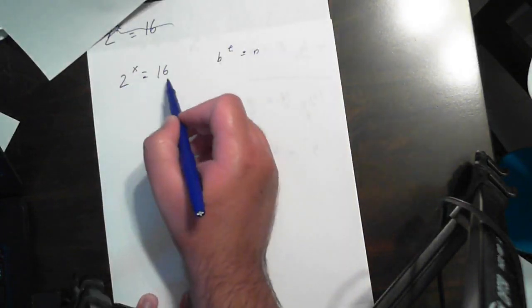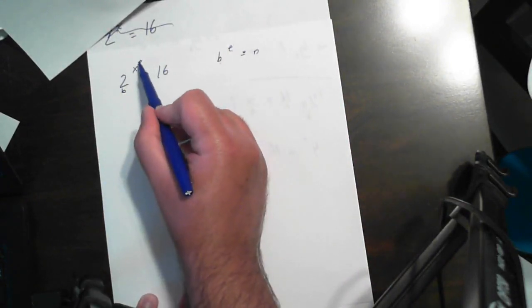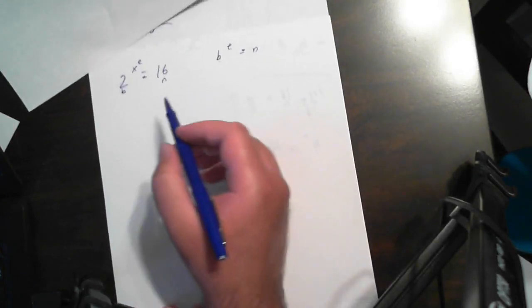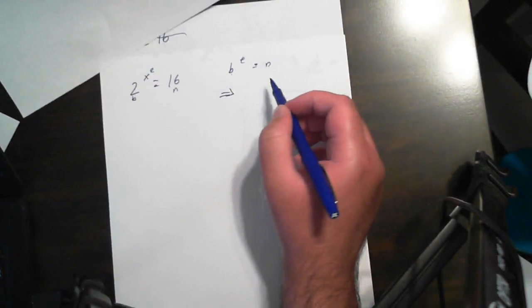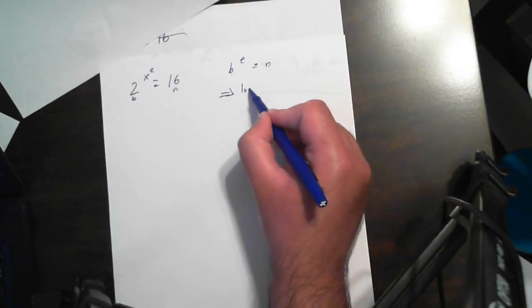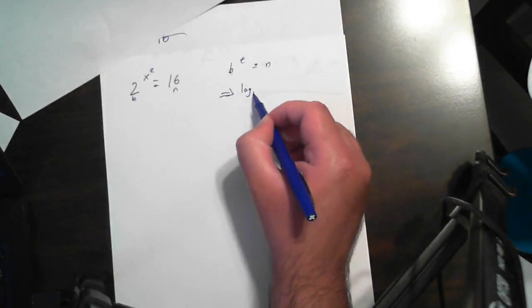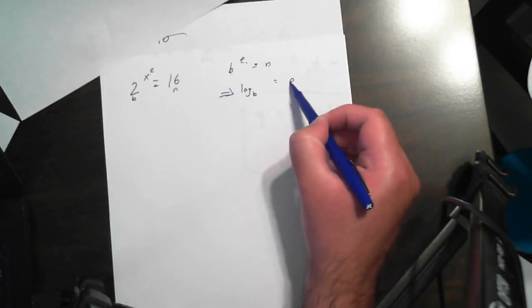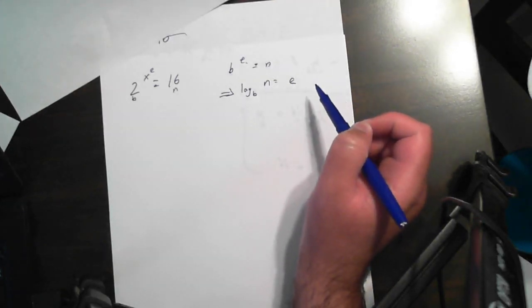So in this case, if I've got 2 to the x equals 16, I can see that 2 is B, x is the E, and 16 is the N. So what I'm going to do is convert this over to logarithmic form, and some things are just going to move around. The base of the exponential becomes the base of the logarithm, the exponent goes to the other side of the equal sign, and the N is the number that you're taking the log of.